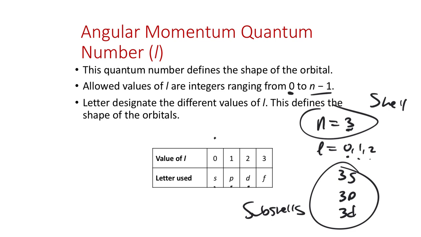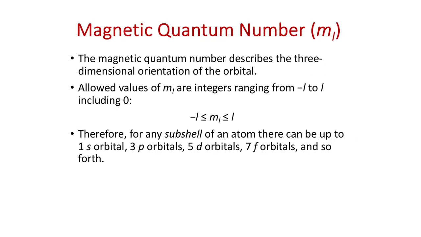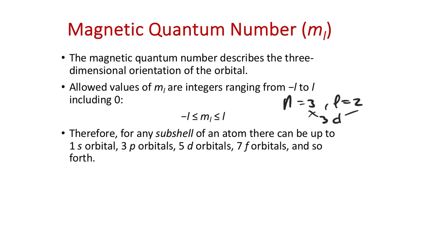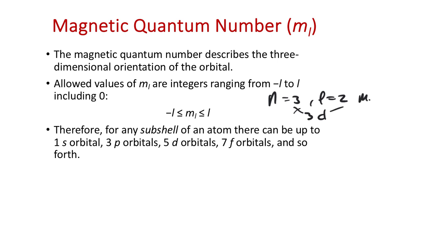These are defining the shape. We'll see some shapes on our slides in a couple of slides. The magnetic quantum number ranges from minus L to L, all the way through 0. So if we go to N equals 3 where L is equal to 2, that's the 3D subshell. The range of M sub L values for this subshell would be minus 2, minus 1, 0, plus 1, plus 2. That's 1, 2, 3, 4, 5 values, telling us our 3D subshell has 5 orbitals available.